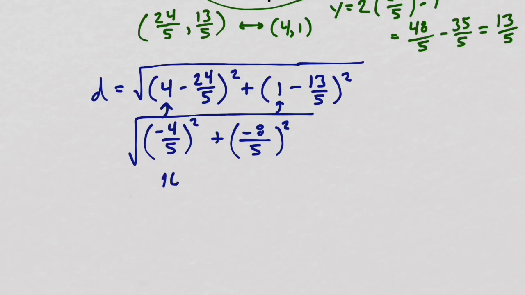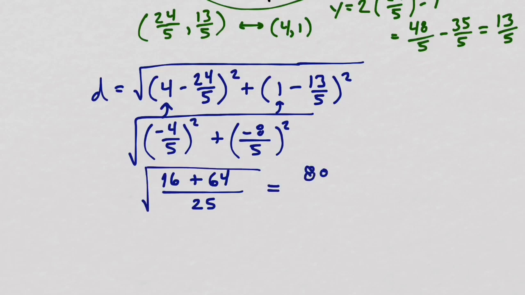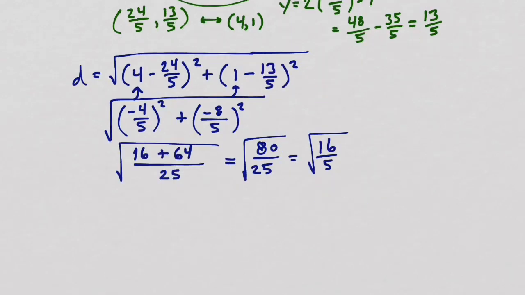So now we have 16 plus 64 from the two numerators over 25, the common denominator squared. So that's going to be 80 divided by 25 under a square root. Let me simplify that to become 16 over 5. And now we can split square roots across numerators and denominators, so I can take the square root of 16 and put the square root of 5 into the denominator.